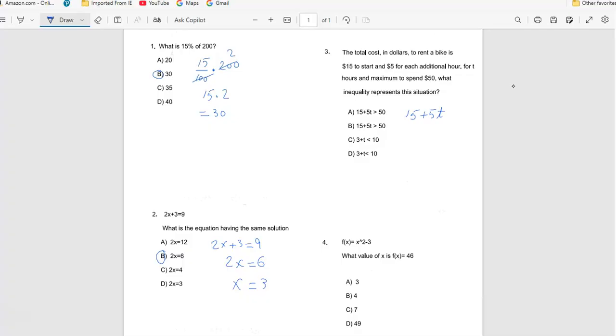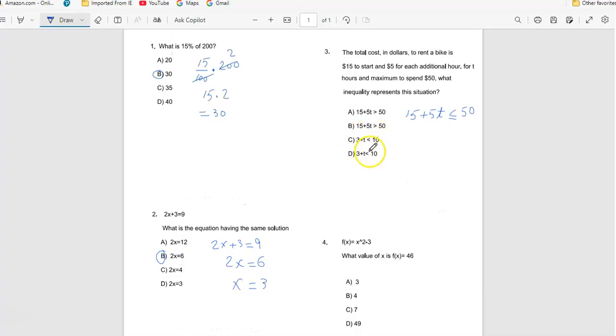But the maximum amount you want to spend is 50. So you can spend less than or equal to 50. You cannot spend more than 50. Alright, let's see where the solution is here. 15 plus 5x greater, no, it's not this, right? That's not right. 15 plus 5x greater, but it's not.